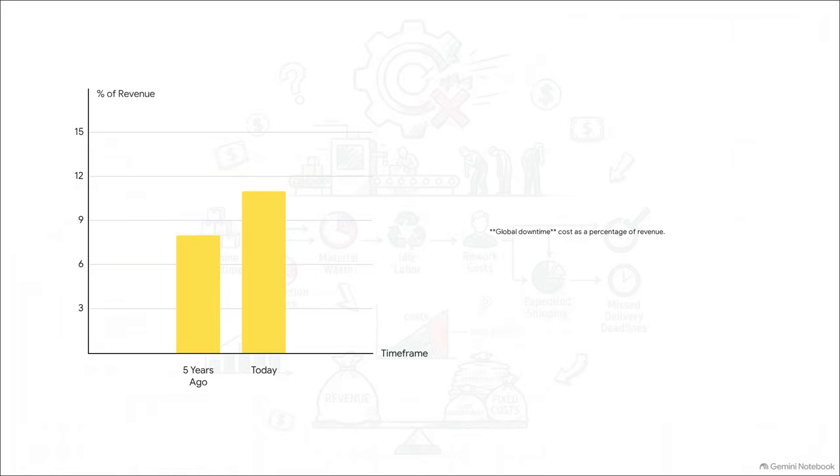And here is where things get really interesting. Over the last 5 years, this cost jumped from 8% to 11% of total revenue. But get this, it wasn't caused by more downtime incidents. In fact, reported incidents actually fell. The costs rose because each hour of downtime today carries significantly more hidden, secondary costs than it used to.